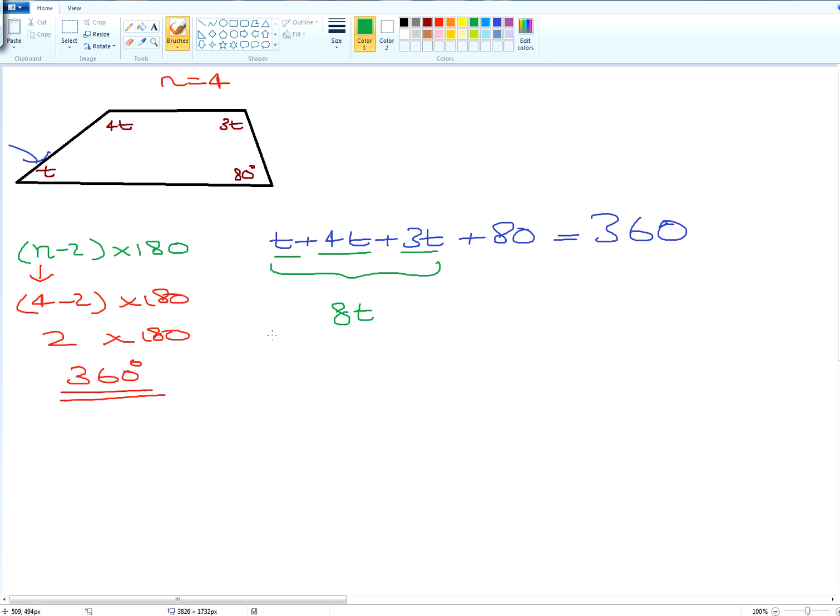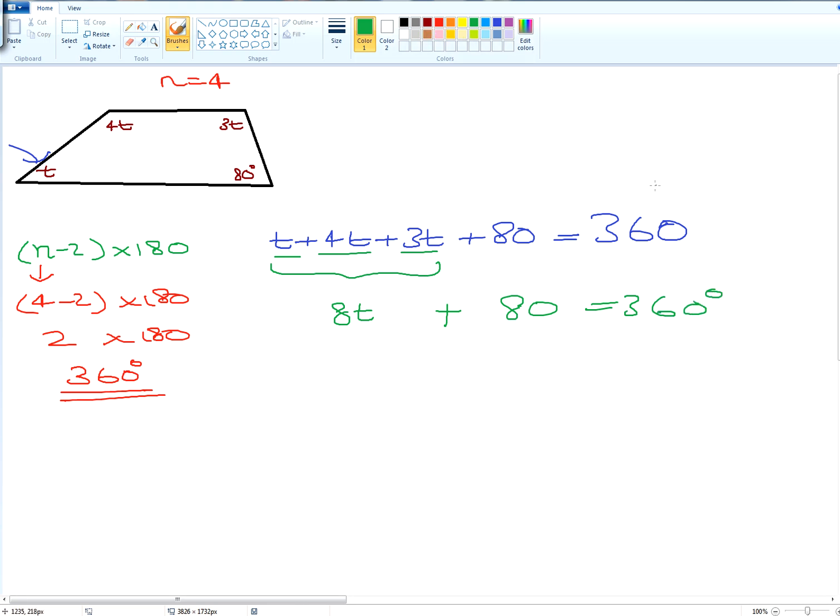Just think of T as something tangy. I had 1 tangy sweet, I add 4 tangy sweets, gives you 5 tangy sweets, I add 3 tangy sweets, gives you 8 tangy sweets. The T wouldn't change because you count in sets of T's. It only changes if you multiply them. If you did T times by 4T times by 3T, then you would have an answer with T cubed in it. Okay, 8T.